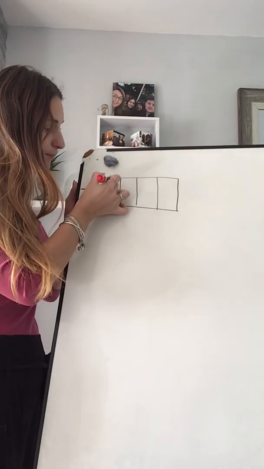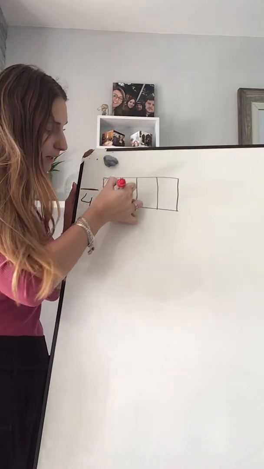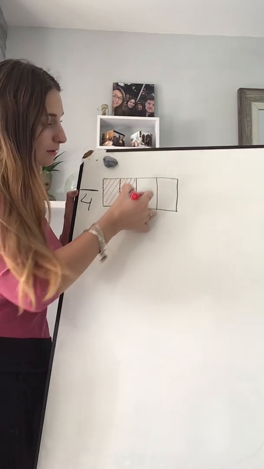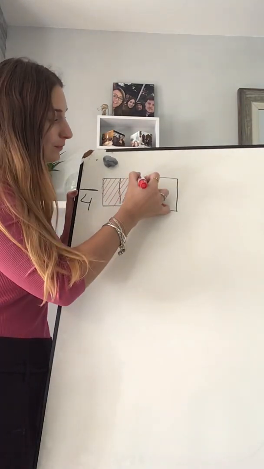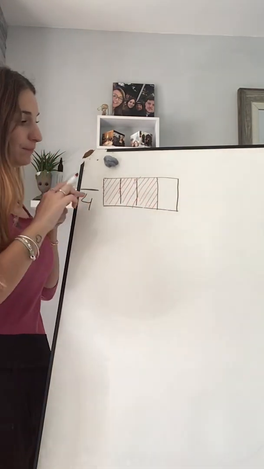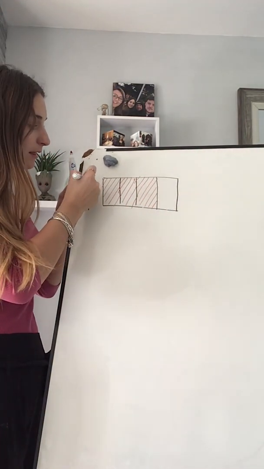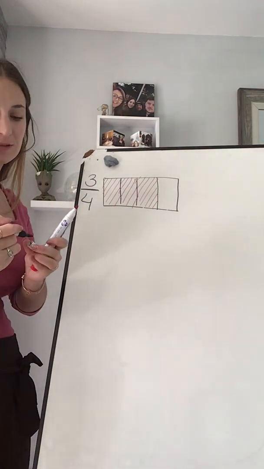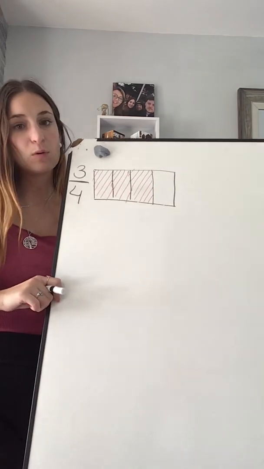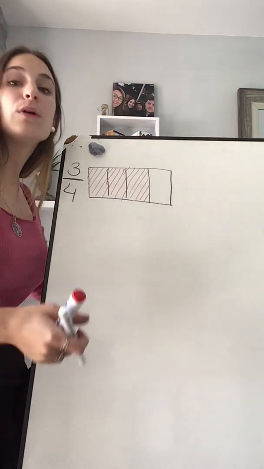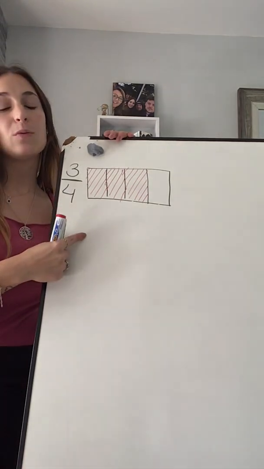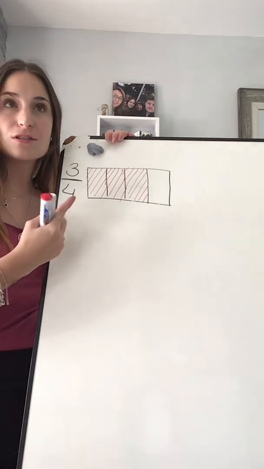For example, I shade 1, 2, and 3, and that will be 3/4. So you were yesterday working on trying to get 3/4. Today we are going to do the same as we've been doing when learning a different fraction. So today we are going to find 3/4 of an object.